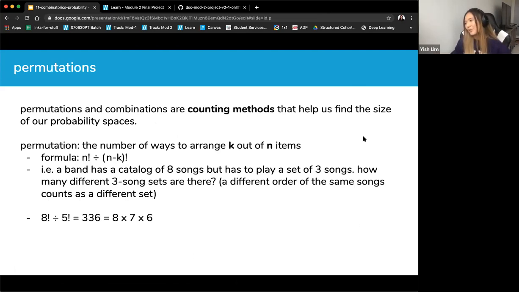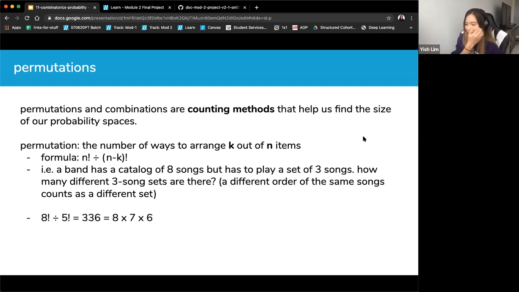In this example, let's say there's a band with a catalog of 8 songs, but they have to play a set of 3 songs. How many different 3-song sets are there? Important to note for permutations is that a different order of the same songs counts as a different set.